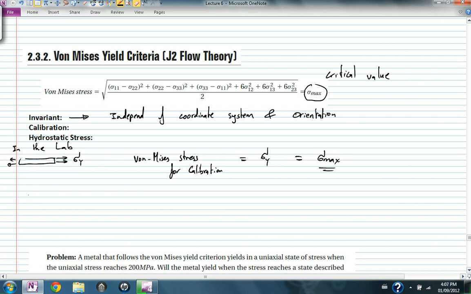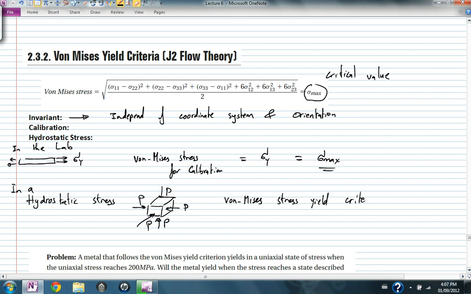And similarly in the hydrostatic state of stress, so if I get a piece of metal and put it deep inside the ocean and apply P from all directions and no shear stresses, the von Mises stress yield criterion predicts that the material will never fail.